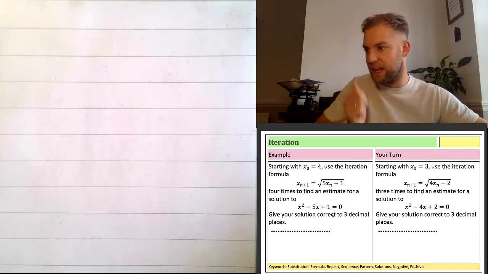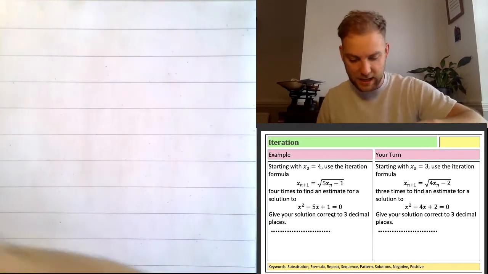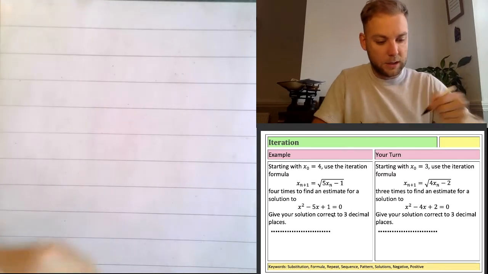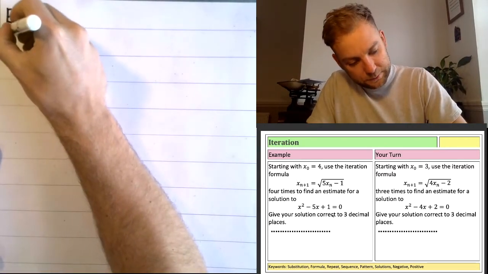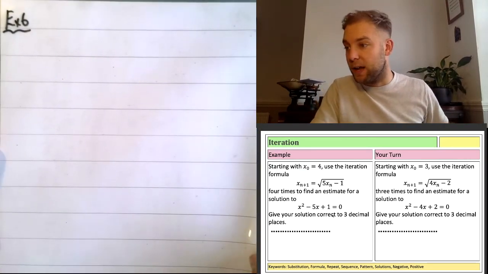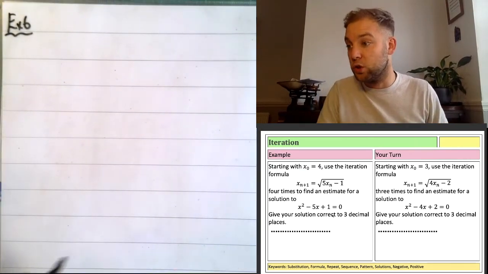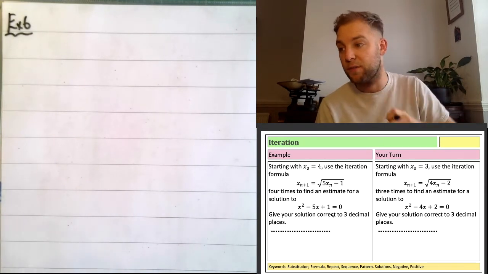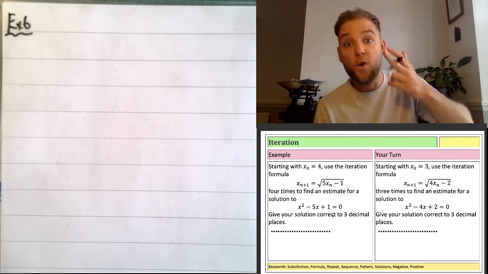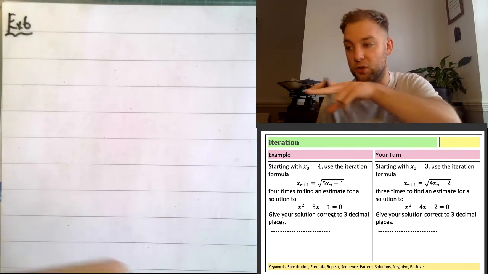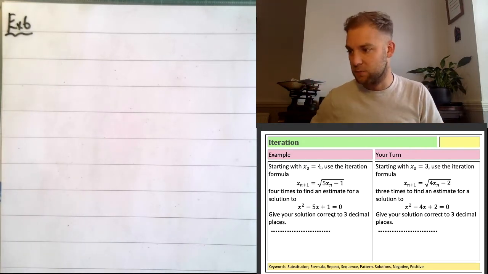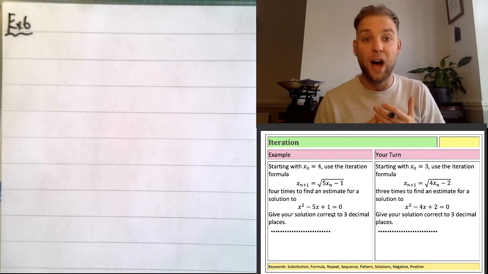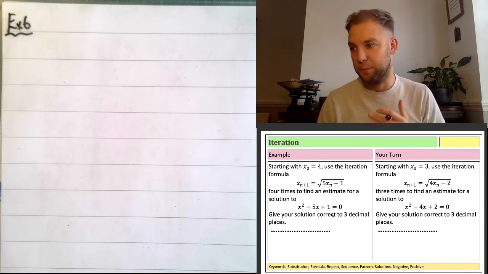So here we go. This one here is a little bit nastier. This one here is example 6. Starting with x of 0 is equal to 4, use the iteration formula x of n plus 1 is equal to the square root of 5x of n minus 1, 4 times to find the solution to this one here: x squared minus 5x plus 1 is equal to 0. And give your answer to 3 decimal places.